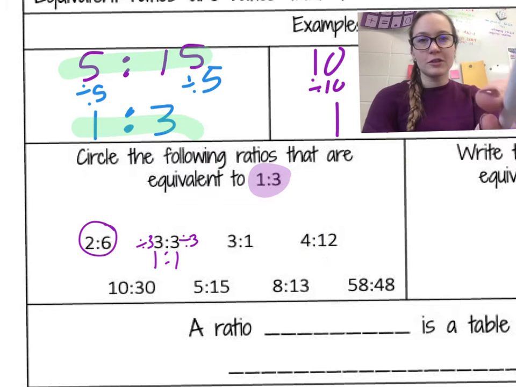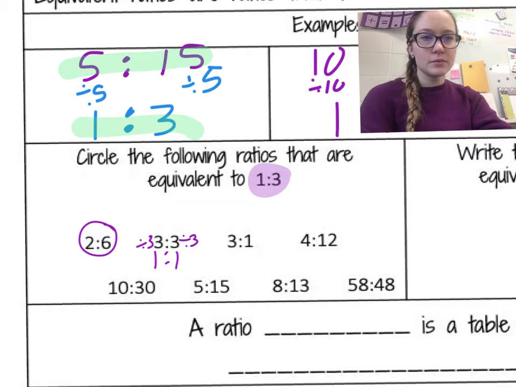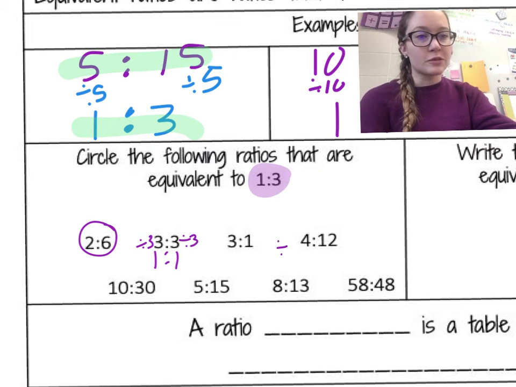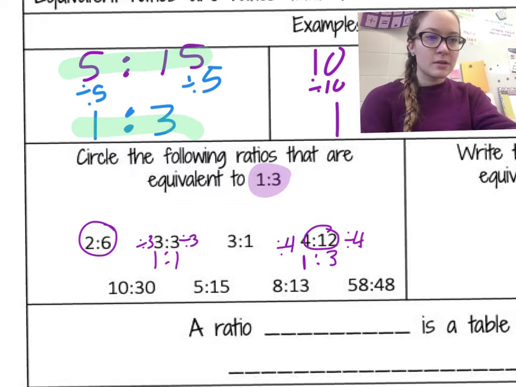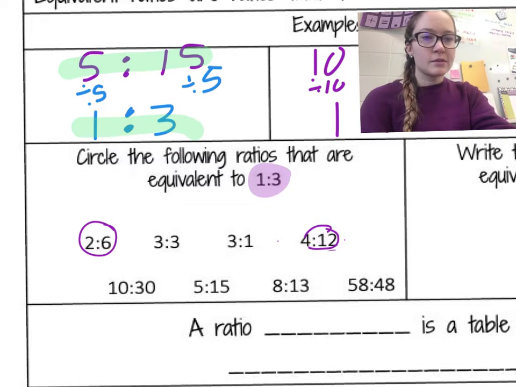All right, let's try 4 to 12. Okay, I can divide those both by 4. So divided by 4. 4 divided by 4 is 1. 12 divided by 4 is 3. That's the same. So I get to circle that one. Okay, I'm going to erase some of these extra writings.